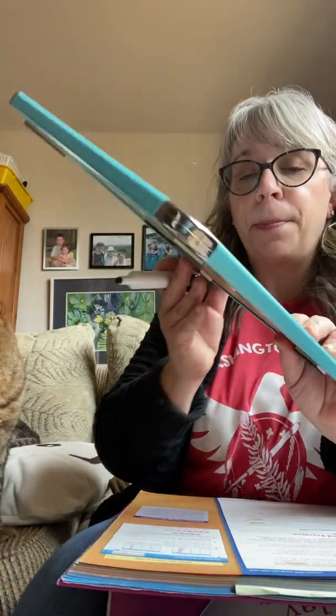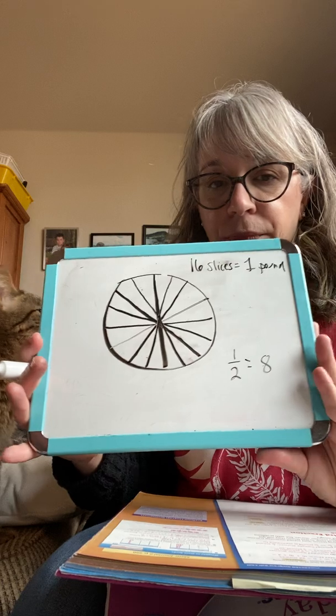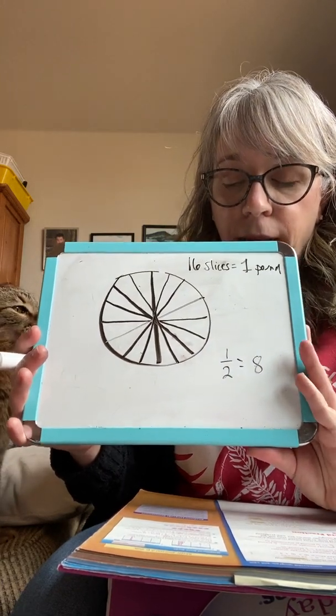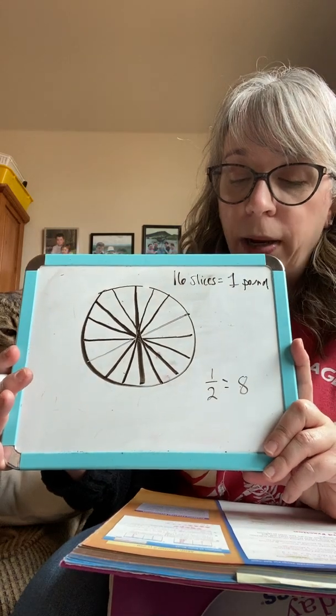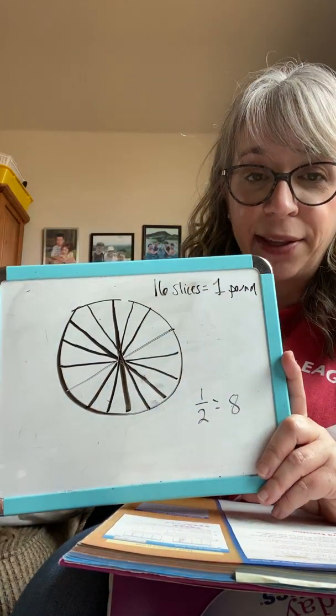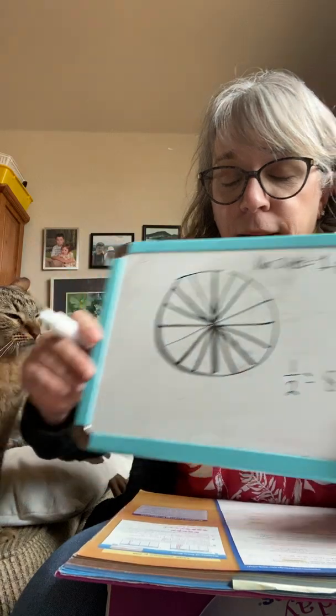So there are 8 ounces in half a pound, I'm sorry. There are 8 ounces in half a pound, okay? So now we need to know 1/8. So how many ounces are in 1/8?